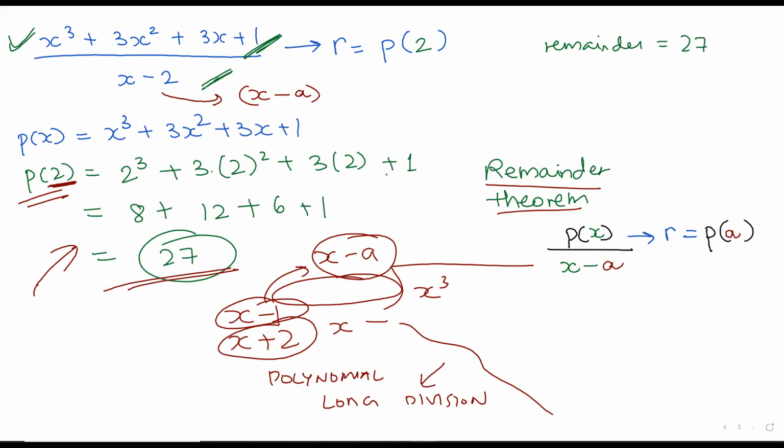Okay. So I'm going to randomly ask you to state this theorem, and you'll have to do it. Ma'am, when we have a p of x and we divide by linear polynomial x minus a, the remainder will be p of a. Very good. That's excellent, Mridula. That's great. Okay. Now let's do some more questions.